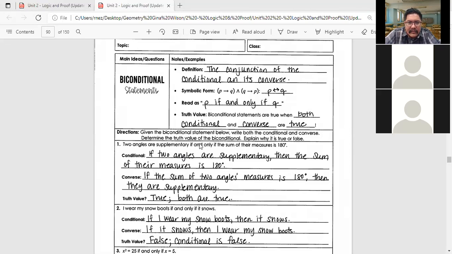So here they have the if and only if. So we broke that down and we separated it so it's got a then in there. So again, we create the if and then statements. All right, so converse. This is the one where we switch them. If the sum of two angles measures 180 degrees, then they are supplementary. And in this case, they are both true because, again, 180 degrees means that it is supplementary, and supplementary means that it's 180 degrees. So in this case, it's true both directions, right? Conditional and converse, they're both true.